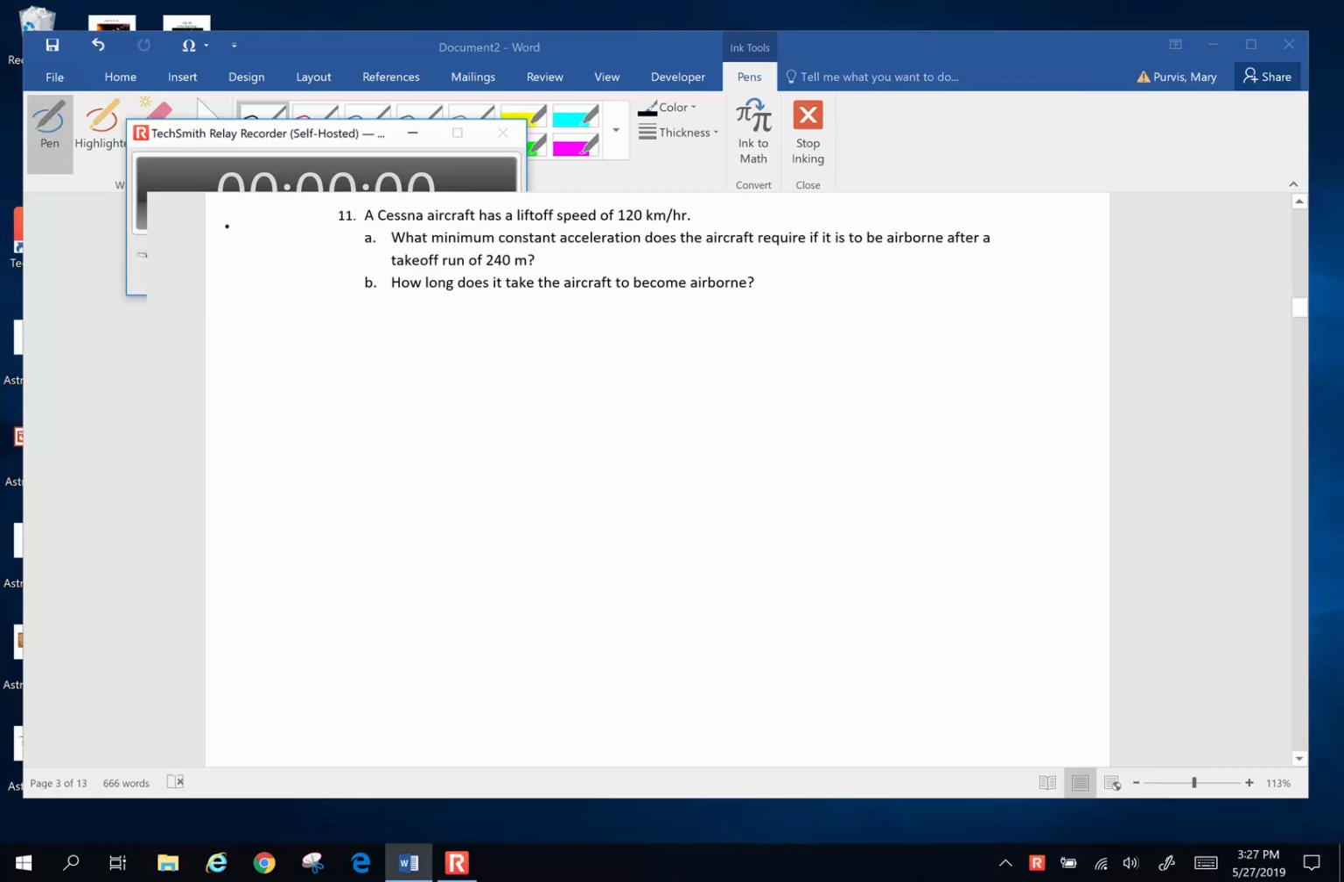Hi everyone, we're going to continue with some Chapter 2 homework problems, and this is number 11. A Cessna aircraft has a liftoff speed of 120 kilometers per hour. What minimum constant acceleration does the aircraft require if it is to be airborne after a takeoff run of 240 meters? So for part A, let's write down what we have.